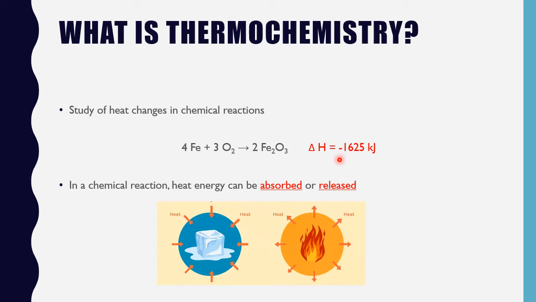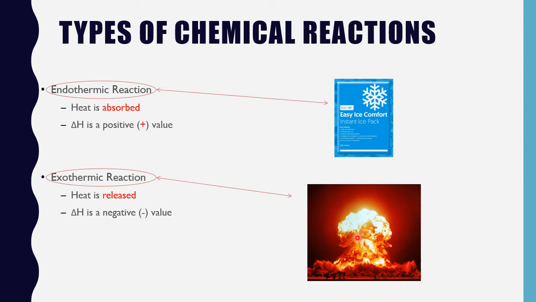Now, we know that in a chemical reaction, the heat can be absorbed or it can be released. Remember, we talked about this a few months ago when we mentioned endothermic and exothermic reactions. If the heat energy is being absorbed, an example of that would be ice melting. If the heat energy is being released, an example of that would be fire in this case. Now, reminder, endothermic reactions is when the heat is absorbed, for example, an ice pack. And that's why it gets very cold. It's absorbing all of that heat.